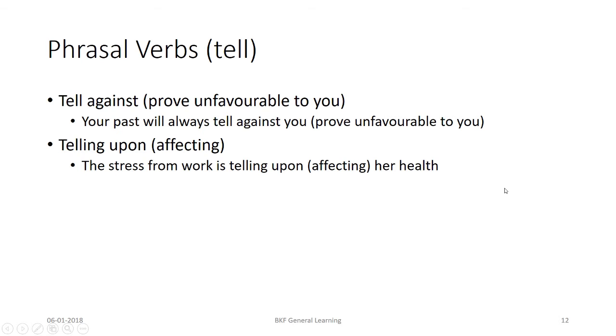Finally, the phrasal verbs tell. So if I say tell against, it means prove unfavorable to you. So for example, your past will always tell against you. It means your past will always prove to be antagonistic against you.